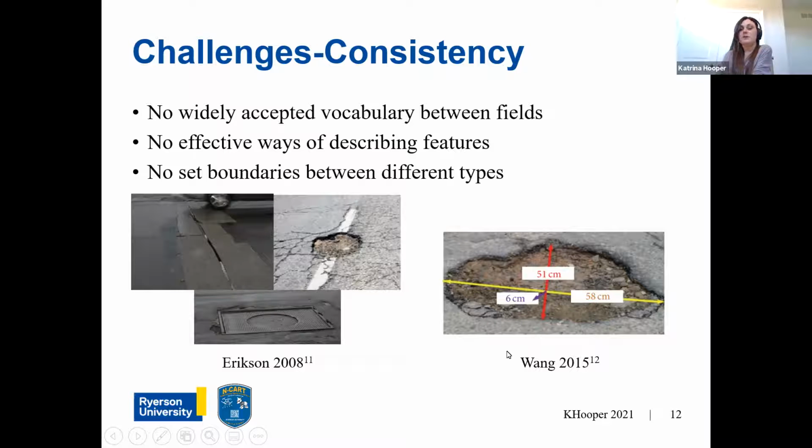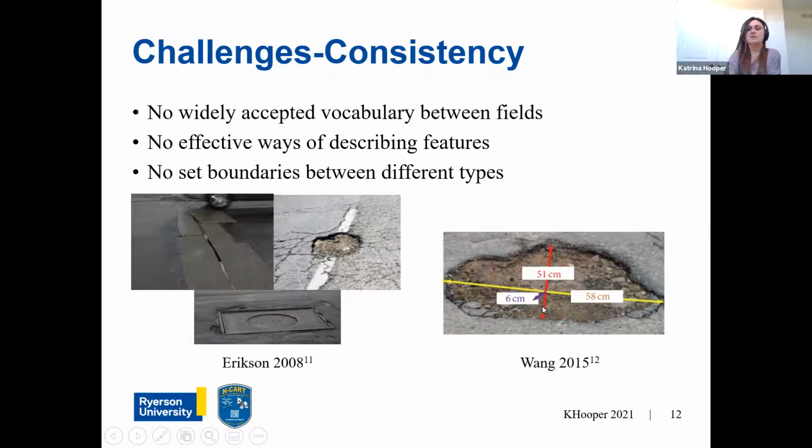Later on, Wang in 2015 used the same approach, obviously upgrading some of the calculations in the algorithm, but they only called this a pothole.